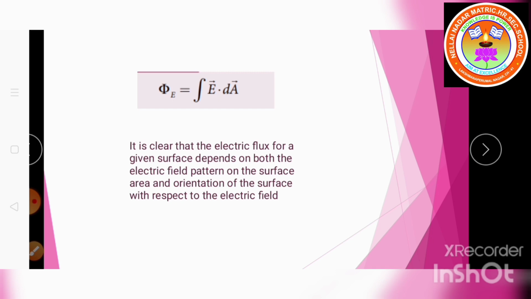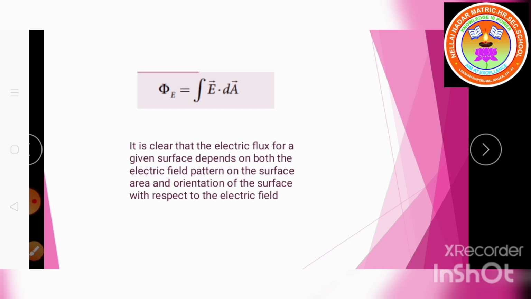It is clear that the electric flux for a given surface depends on both the electric field pattern on the surface area and the orientation of the surface with respect to the electric field. So from this equation, the electric flux for a given surface depends on both the electric field as well as the orientation of the surface with respect to the electric field.